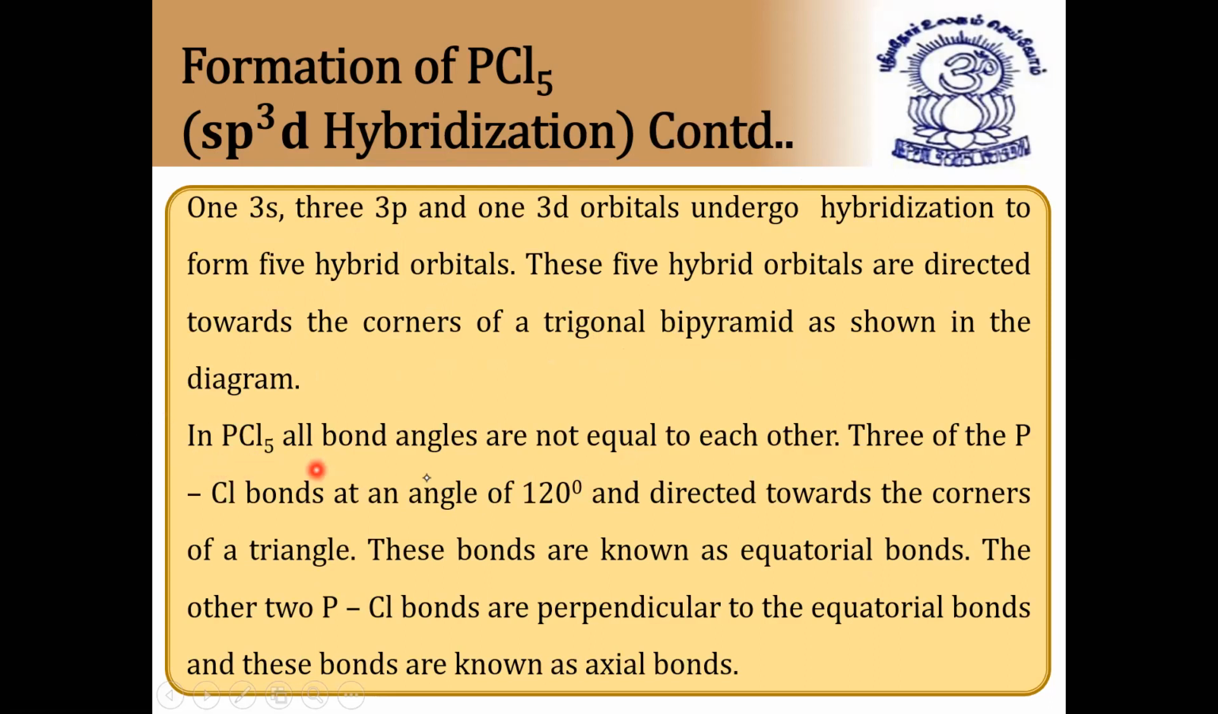So in PCl5, all bond angles are not equal to each other. Three of the Cl bonds are at an angle of 120 degrees and are directed at the corners of a triangle. And these bonds are known as equatorial bonds.